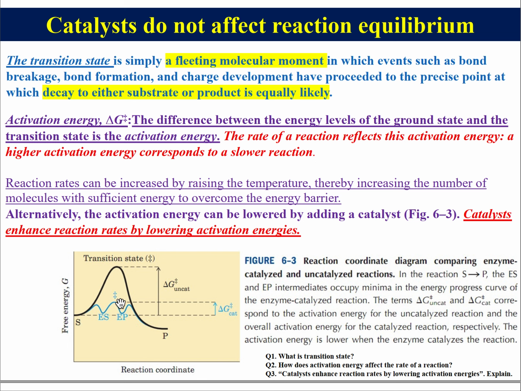Reaction rate can be increased by raising the temperature, thereby increasing the number of molecules with sufficient energy to overcome the energy barrier. Alternatively, the activation energy can be lowered by adding a catalyst. Catalysts enhance the reaction rate by lowering the activation energies.